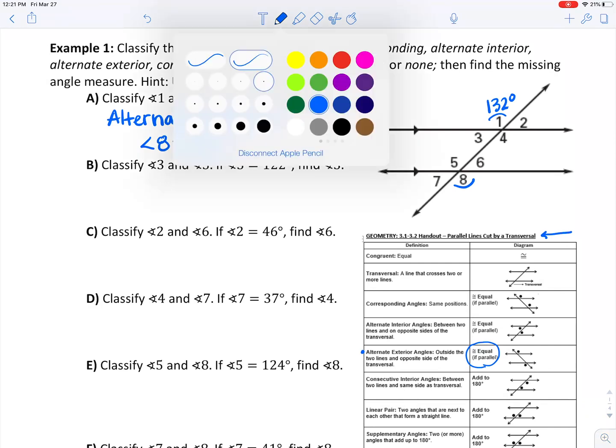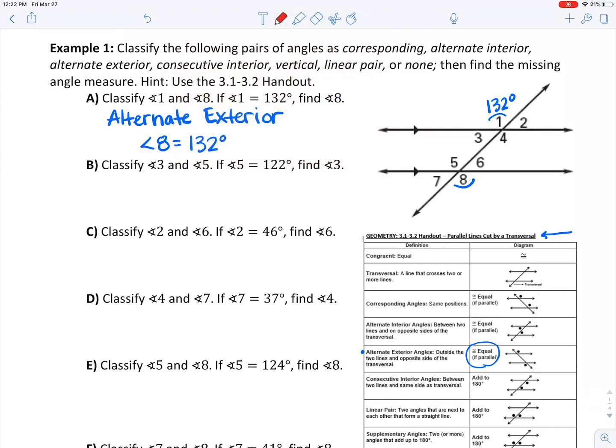All right, taking a look at the next one, we have angle 3 and angle 5. I should erase the other marking because each one of these examples is going to be like a brand new set. So it's like we didn't already do letter A, this is just a fresh example. So letter B, classifying 3 and 5.